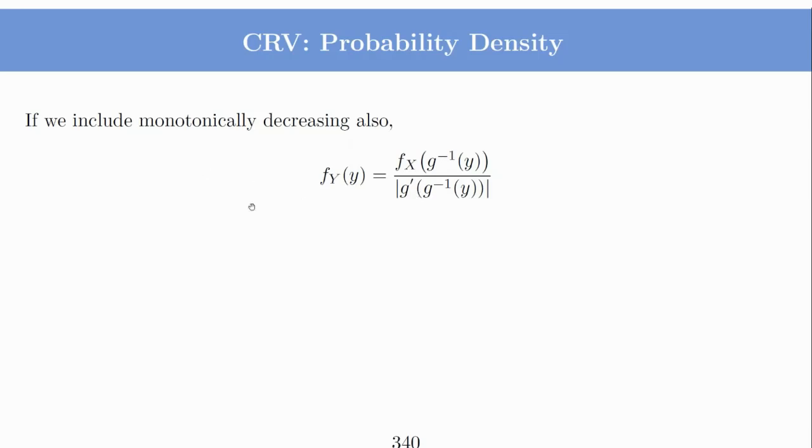So if you want a formula which works for monotonically increasing and decreasing both, I'll just put the absolute value. Because for a monotonically increasing function, this will be positive, so absolute will not change anything. For a monotonically decreasing function, this will be negative, so absolute actually does the same thing. So the PDF of y is evaluated at the ratio of the PDF of x and the derivative of g, evaluated at g inverse y. Okay, and in the denominator I will take the absolute value.